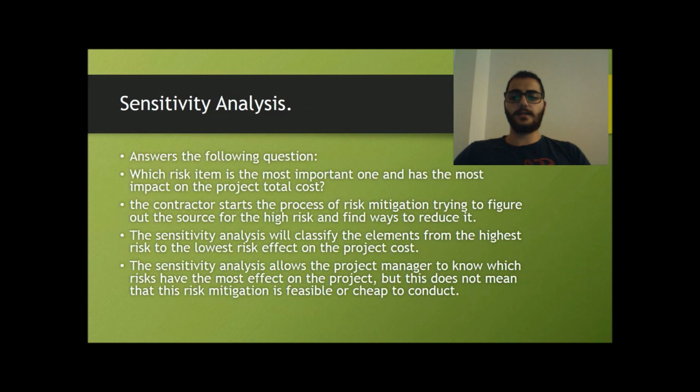Moving to sensitivity analysis, it helps us answer the following question: which risk item is the most important one and has the most impact on the project total cost? The contractor starts the process of risk mitigation, trying to figure out the source of the high risk and ways to reduce this risk. By conducting sensitivity analysis, the project manager can know exactly which risk is the one most impacting his cost, and he can later conduct mitigation analysis. But this does not mean that the risk mitigation is feasible or cheap for this specific risk.